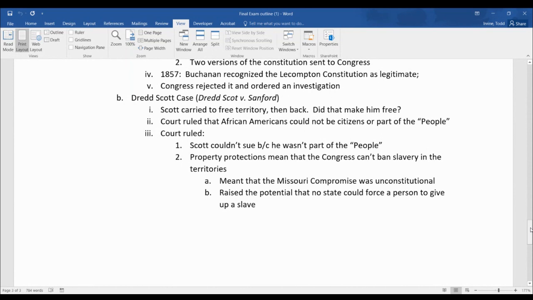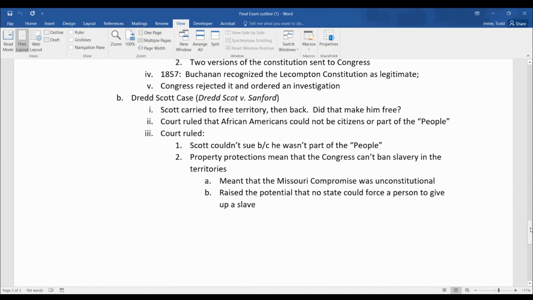And what this meant, number one, was that even with everything outside of Kansas still being questionable, that was no longer the case, because it basically ruled the entire Missouri Compromise unconstitutional. Right? And it also raised the potential that no state could force a person to give up a slave. So if you move to New York, there may not be a way to litigate for that slave's freedom. You could help the slave escape, and you'd probably have to get that slave to Canada to really be safe.